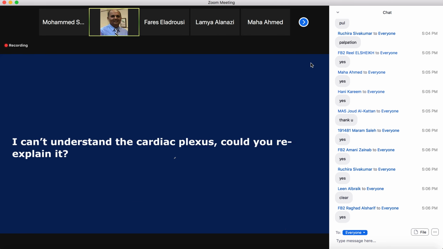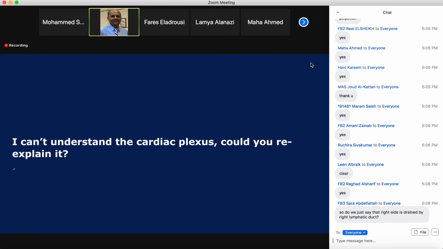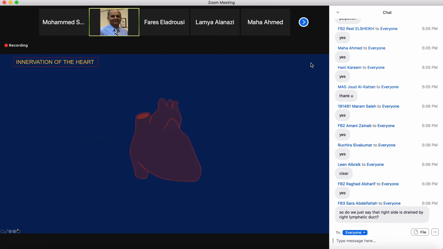Okay, now I can't understand the cardiac plexus. Could you re-explain it? The cardiac plexus is primarily an autonomic system. We have parasympathetic and sympathetic components of this. So do we just say that the right side is drained by the right hepatic duct? Yes, excellent.